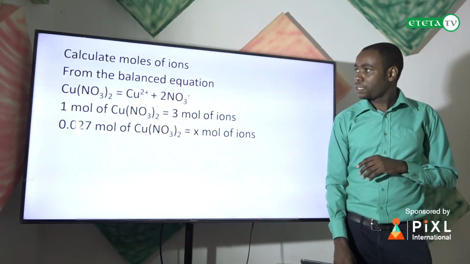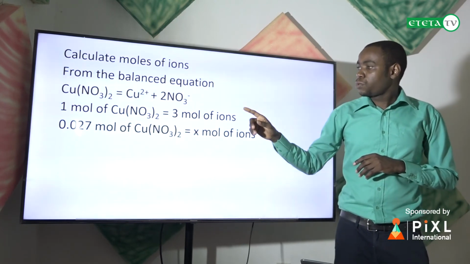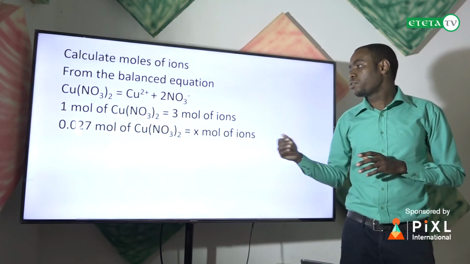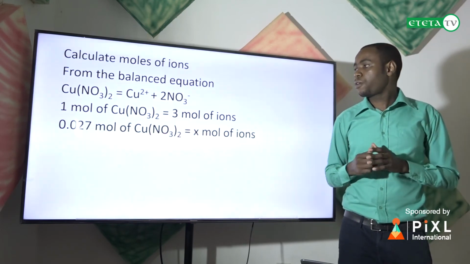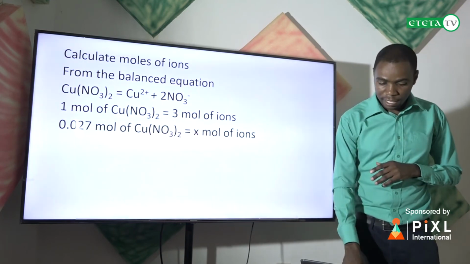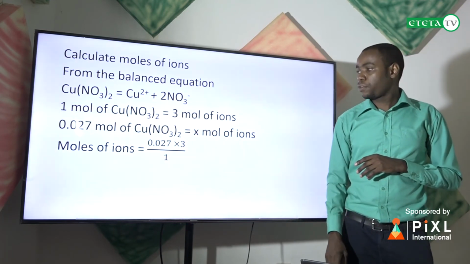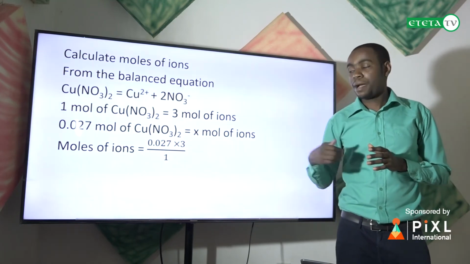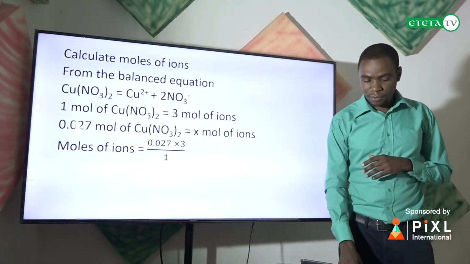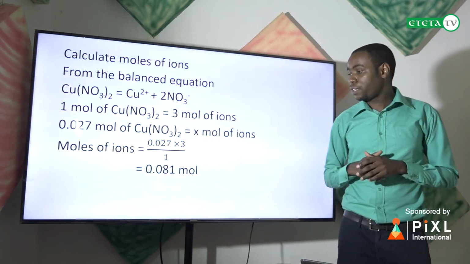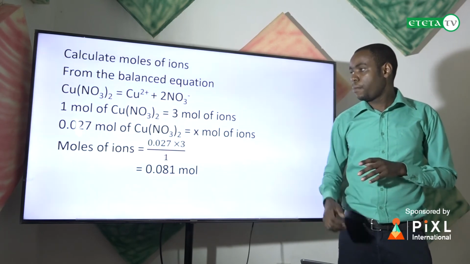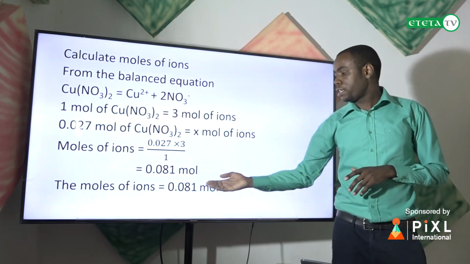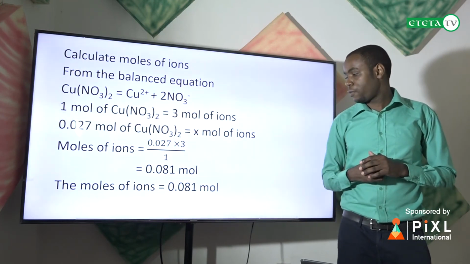Now, 0.027 moles of copper nitrate is equal to how many moles of ions? Here we are going to use the cross multiplication. The number of moles of ions is equal to 0.027 multiplied by 3, divided by 1, which is equal to 0.081 mole. Thus, the moles of ion is 0.081.